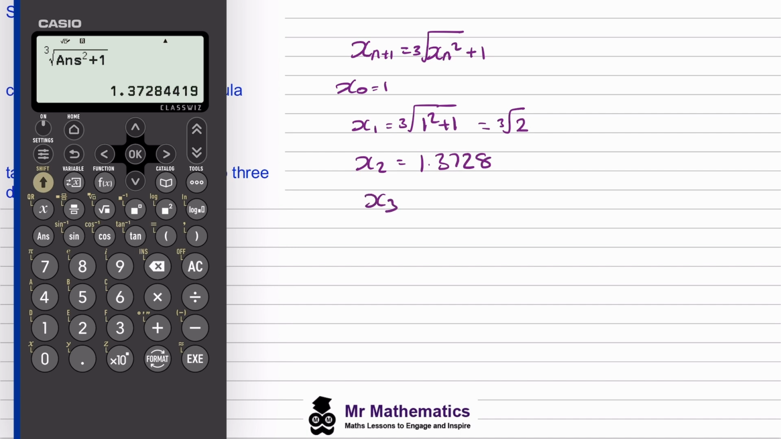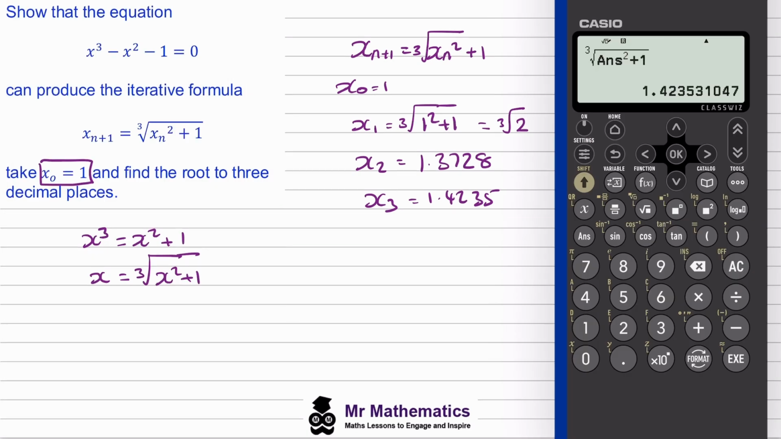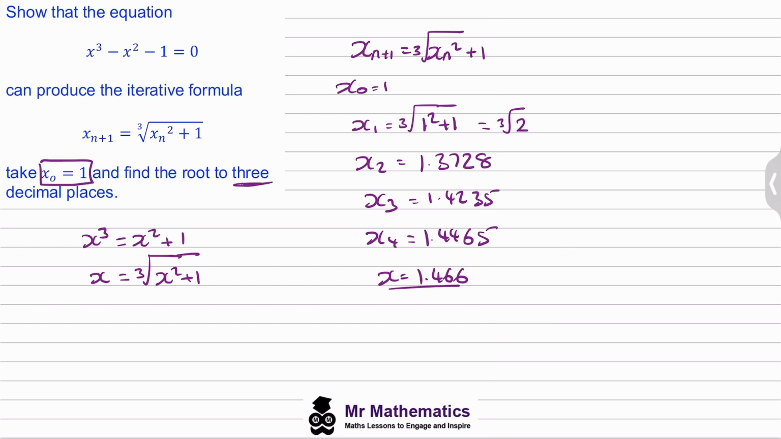x3 will be 1.4253. x4 will be 1.4465. To find it to 3 decimal places, we'll keep executing it until it settles on a 3rd decimal place. And you can see this is going to be when x equals 1.466. Let's try one more question.